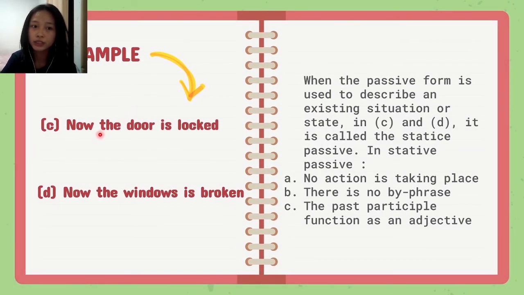For another example, C, now the door is locked, and D, now the window is broken. When the passive form is used to describe an existing situation or state, as in C and D, it is called the stative passive. In stative passive, no action is taking place, there is no by phrase, and the past participle functions as an adjective.